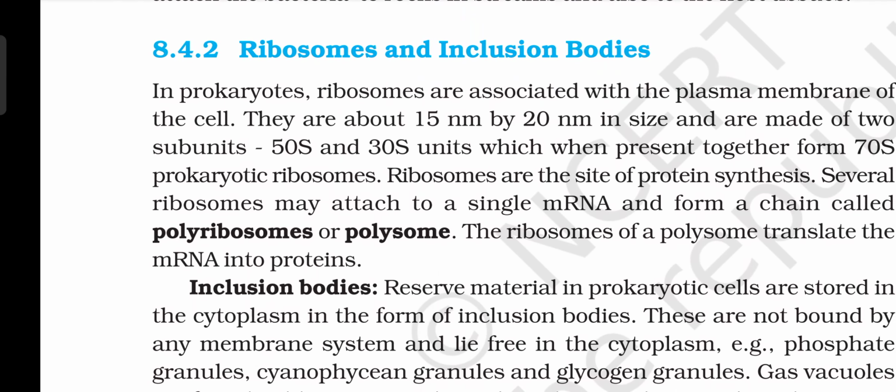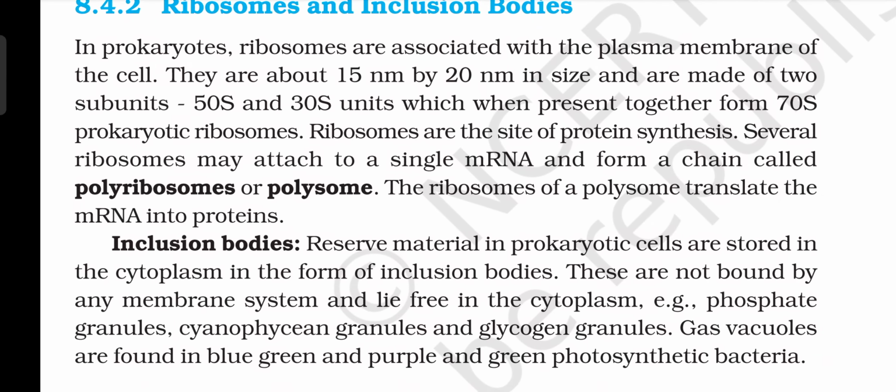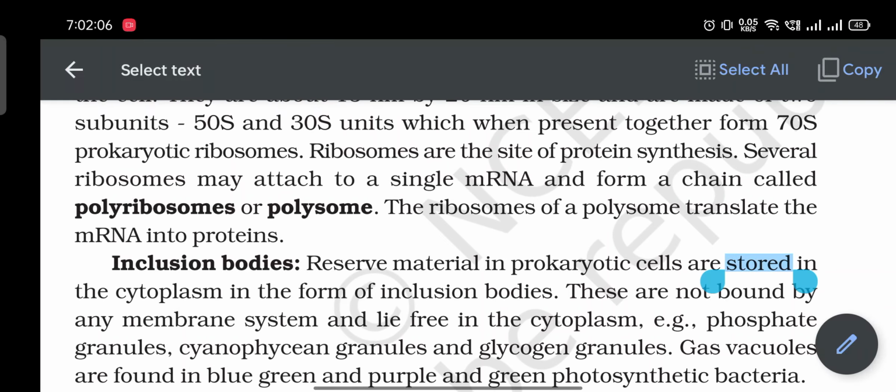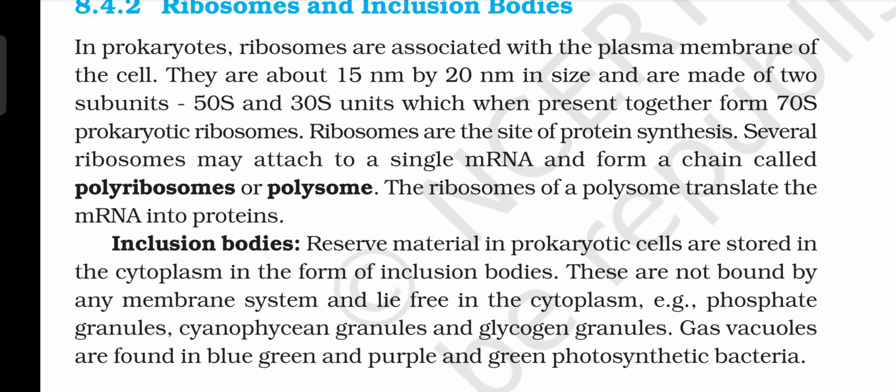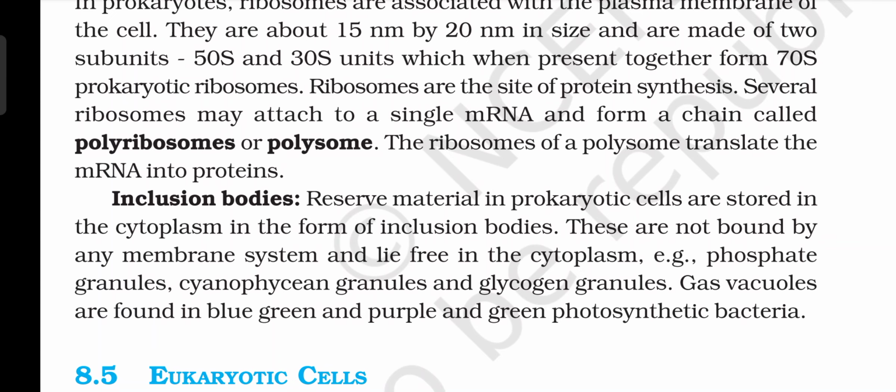Ribosomes and inclusion bodies. In prokaryotes, ribosomes are associated with the plasma membrane of the cell. They are about 15 nanometers by 20 nanometers in size and are made up of two subunits, 50S and 30S, which when present together form 70S prokaryotic ribosomes. Ribosomes are the site of protein synthesis. Several ribosomes may attach to a single mRNA and form a chain called polyribosomes or polysome.